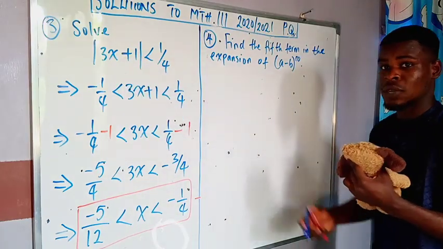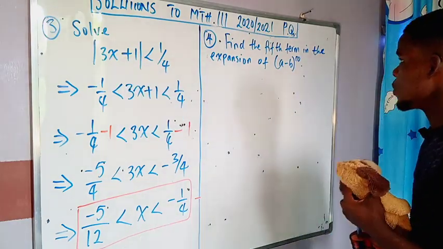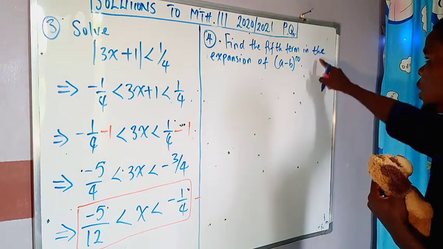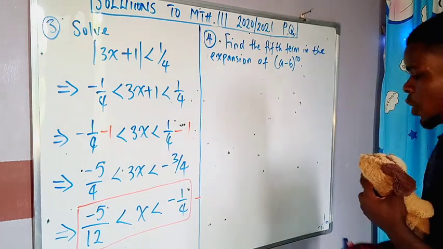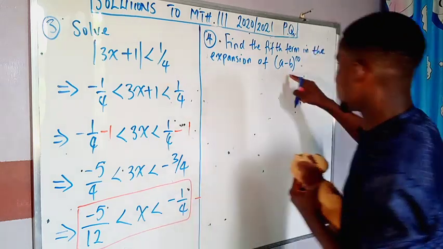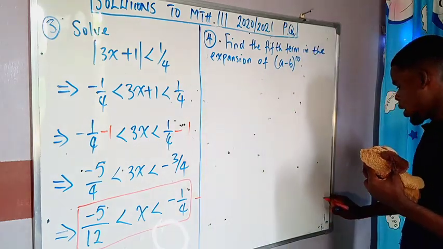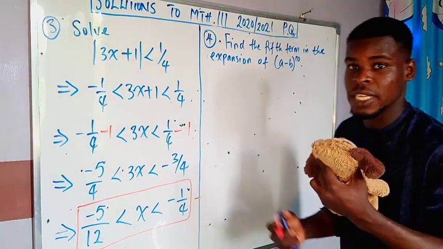Okay, great. And now let's look at the fourth question real quick. We have to find the fifth term in the expansion of a minus b raised to the power of 10. So we have a minus b raised to the power of 10. Well, we are looking at binomial expansion.